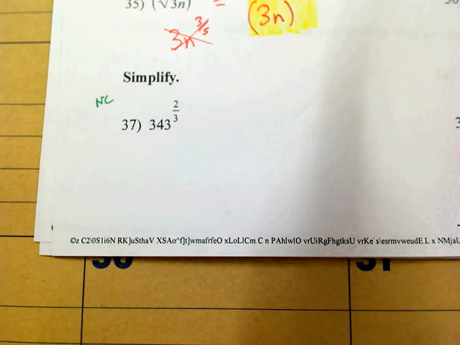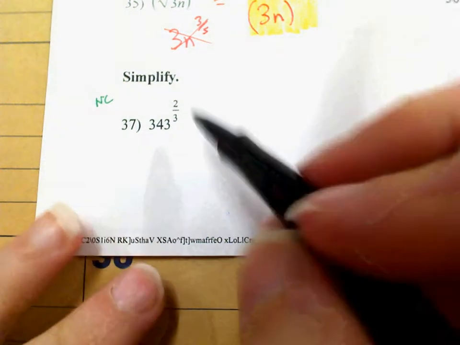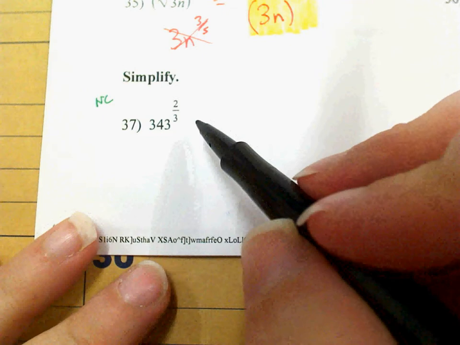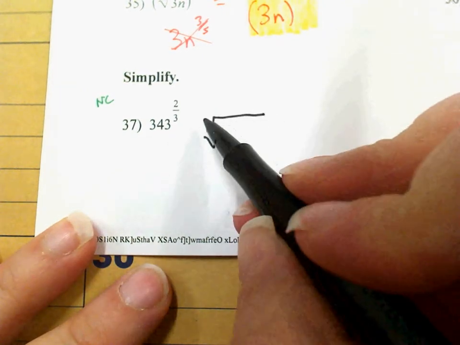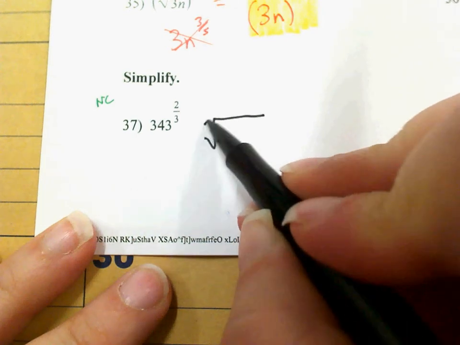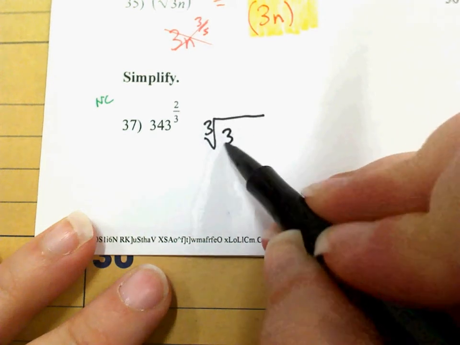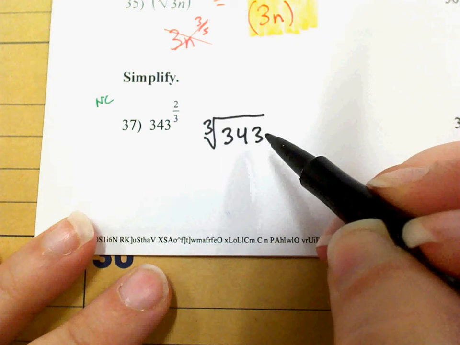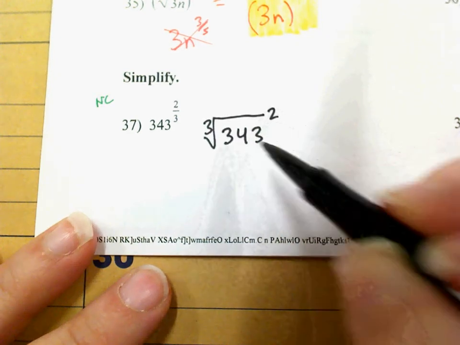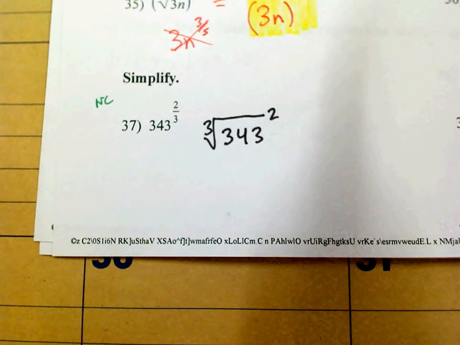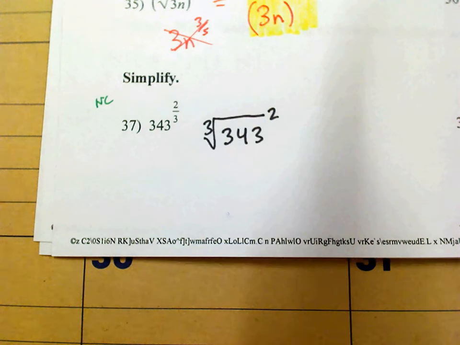All right, number 37. Number 37, I'm asking you to find the what? The what root? The cubed root of 343 squared. Should I square it inside or outside? Outside, because if I don't have a calculator, I don't want to have to figure out what 343 squared is and then try and take the cubed root.